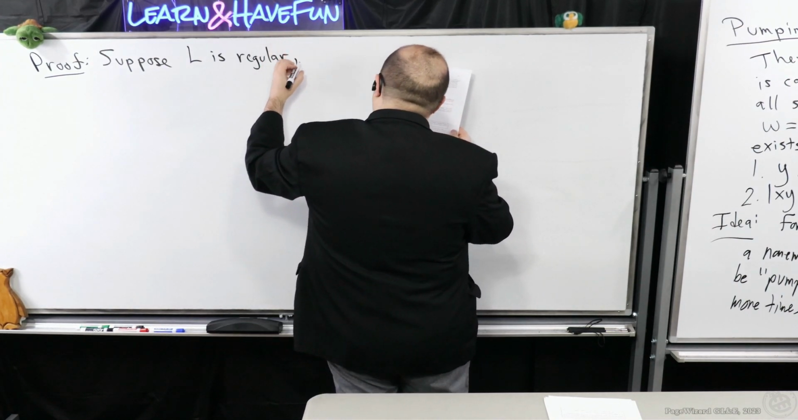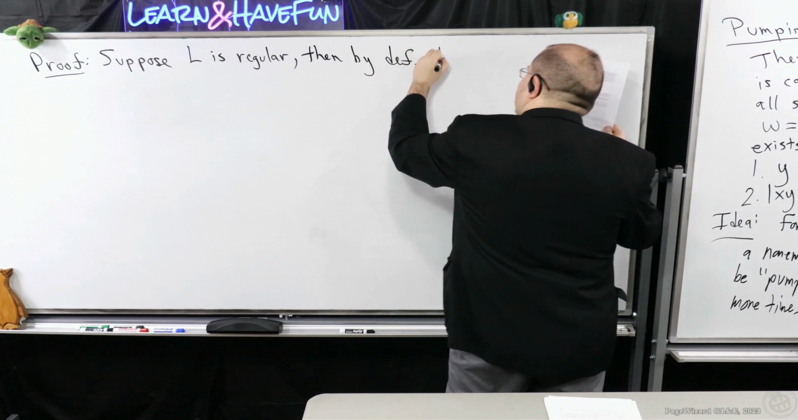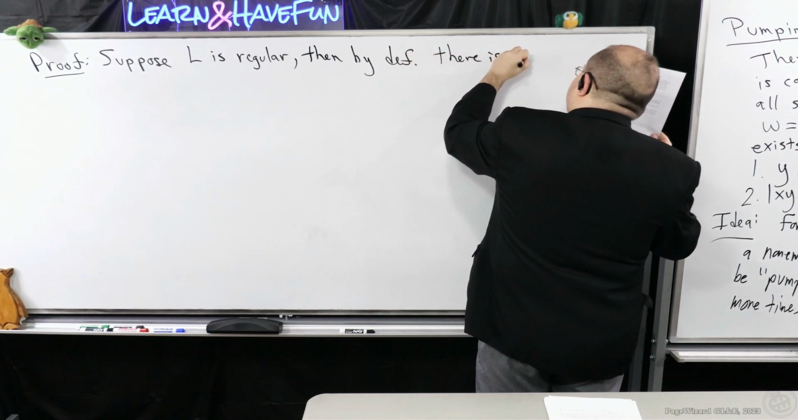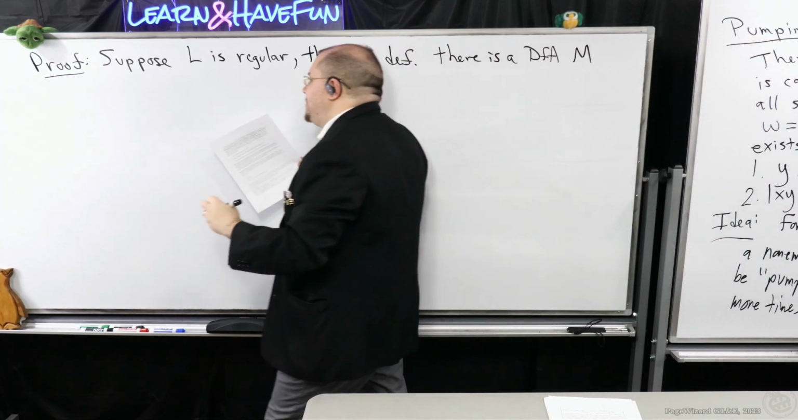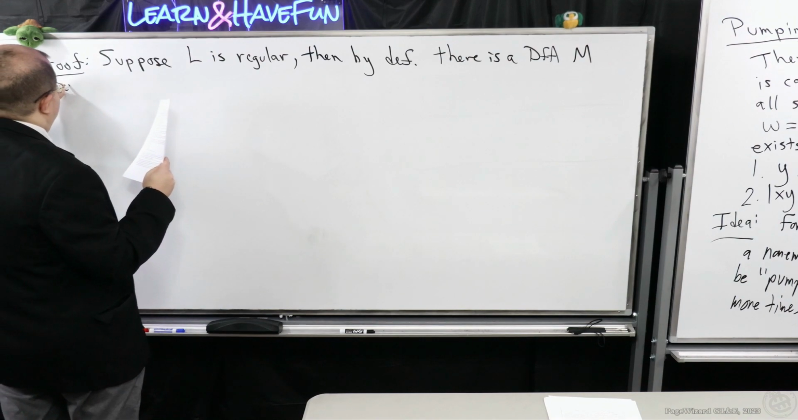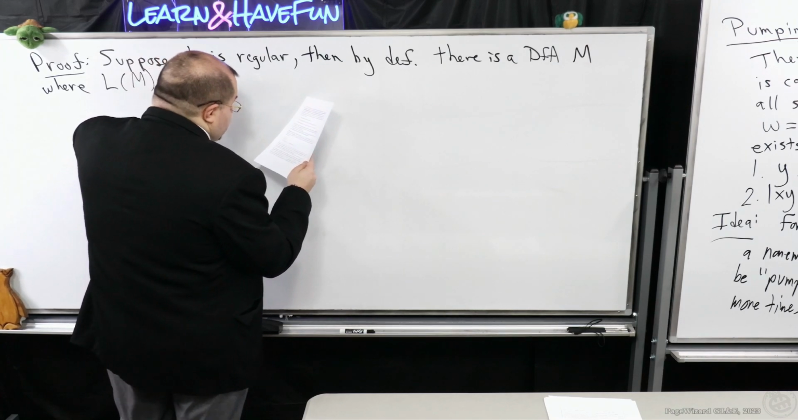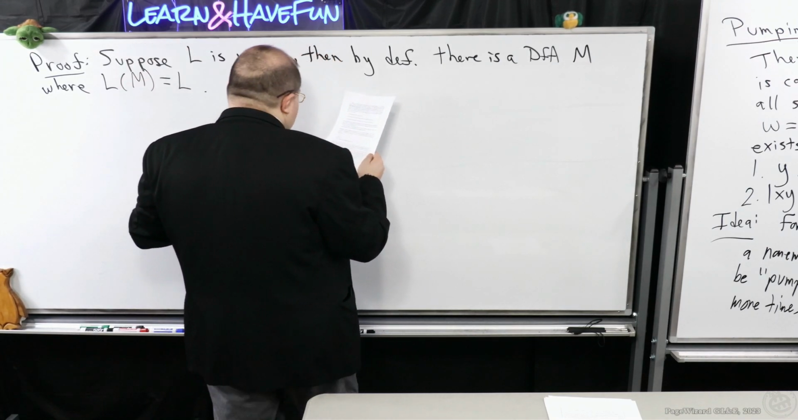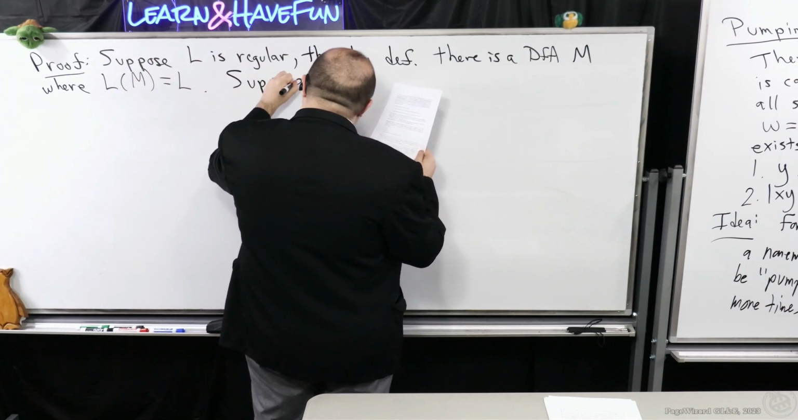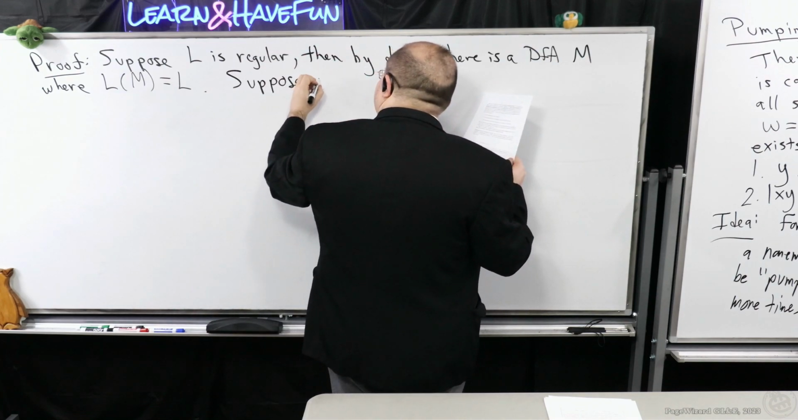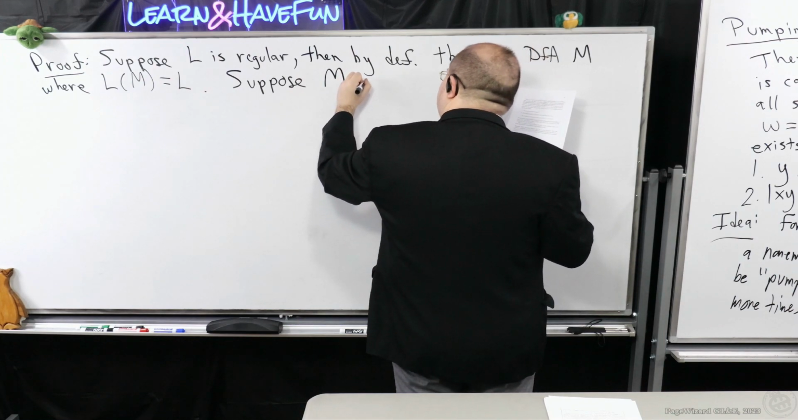So then, by definition, there is a DFA, M. I'm going to call it M, M for machine, where L of M, the language of this machine, is equal to L. Now suppose, and this is where that p, the pumping length, is going to come up, and this will remind you of the example we did earlier.